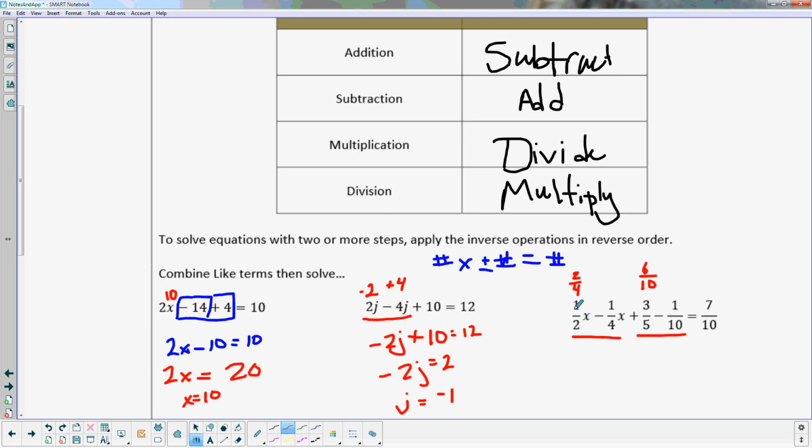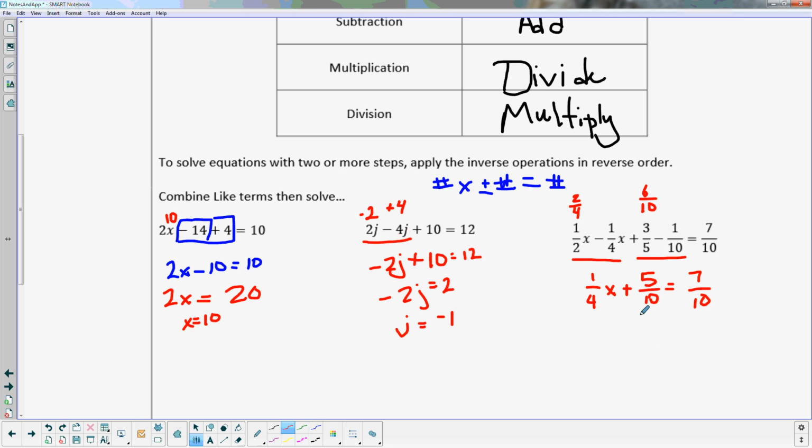So now I've got 2/4 minus 1/4, that's 1/4. And then I've got 6/10 minus 1/10, and that's going to be plus 5/10. You could write that as 1/2, but that's not going to be helpful for us. Just foreshadowing and looking ahead, I know that I'm going to have to subtract that 5/10 from both sides, and this is already in tenths, so I'm going to leave my answer as 5/10 right there. I'll leave the 1/4 x.